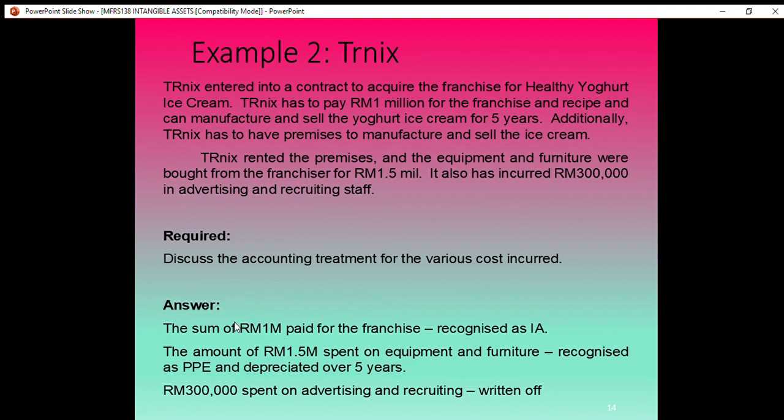The answer: the sum of RM 1 million paid for the franchise should be recognized as an intangible asset, because the cost of 1 million is directly incurred to acquire the franchise. The amount of RM 1.5 million spent on equipment and furniture should be recognized as PPE and depreciated over 5 years, because the equipment and furniture have physical forms, so they must be recognized as PPE, not as intangible assets. And RM 300,000 spent on advertising and recruiting should be written off in the SOPO because these expenses are not directly incurred to acquire the franchise. The costs were incurred after the acquisition of the franchise.